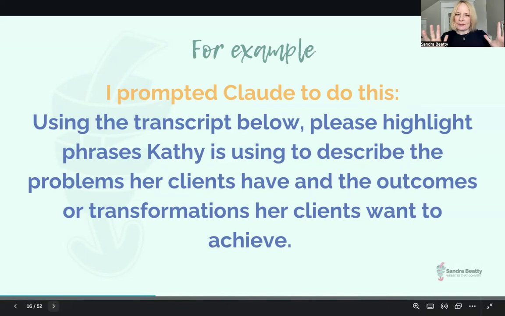You can use something like this. This was a prompt that I used. Using the transcript below, please highlight phrases Kathy's using to describe the problems her clients have and the outcomes or transformations her clients want to achieve. And I want to emphasize one thing here. Do not ask Claude to summarize at this point. Ask Claude to highlight phrases. Okay, we're looking for direct quotes here.